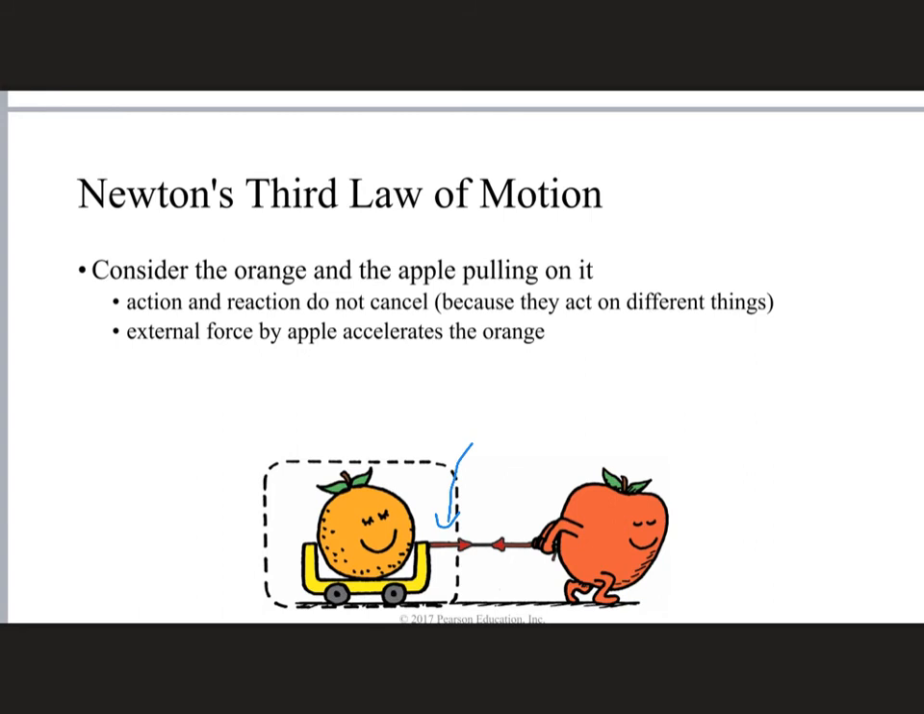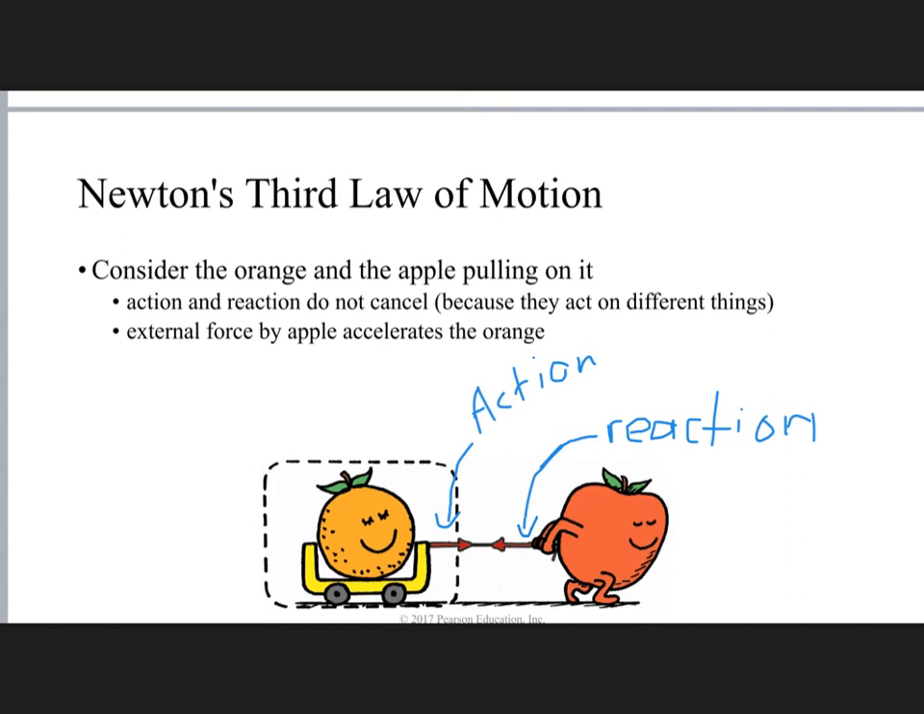Now, the action force is created by the apple. There will be a reaction force acting on the apple created by the orange. Now, the question is, how could you possibly accelerate this orange if there are equal and opposite forces? There's an action and a reaction. So why don't those forces cancel and make it impossible to accelerate the orange?